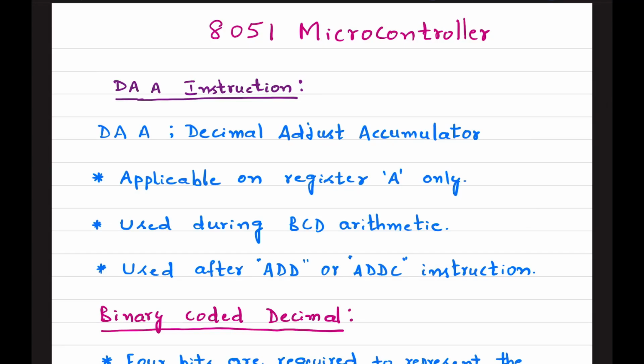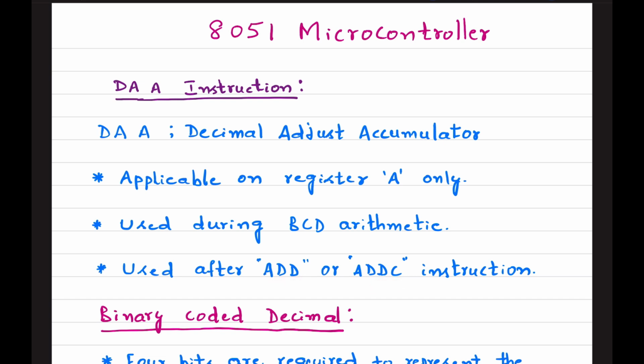In this lecture, we are going to discuss the DAA instruction of the 8051 microcontroller. DAA stands for Decimal Adjust Accumulator. This instruction is applicable only on register A, that is the accumulator of the 8051 microcontroller, and it has to be used for BCD arithmetic purposes. It is always used after the add instruction or add with carry instruction.